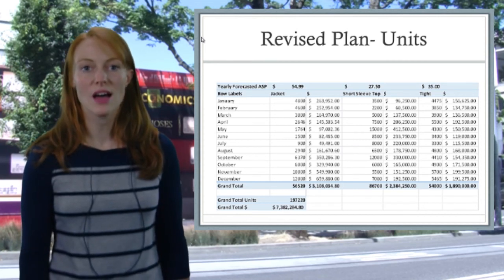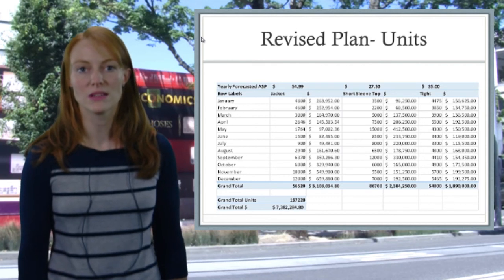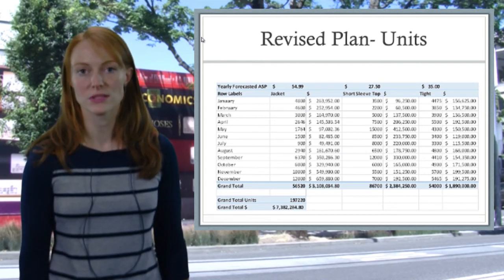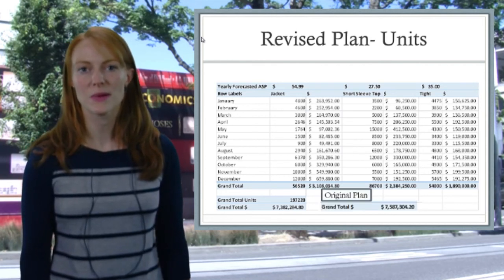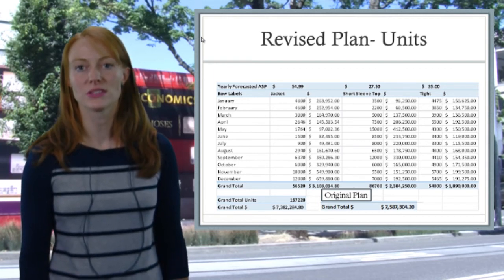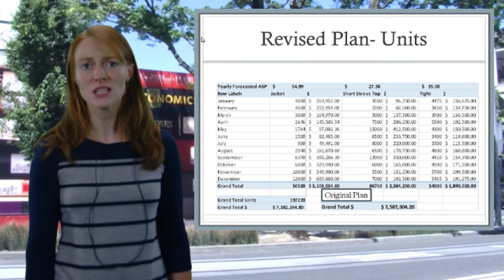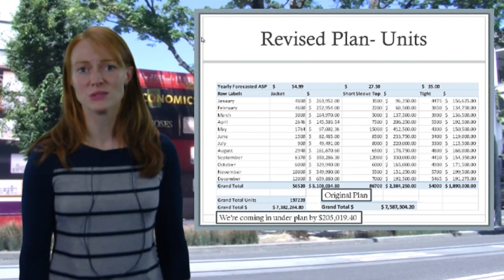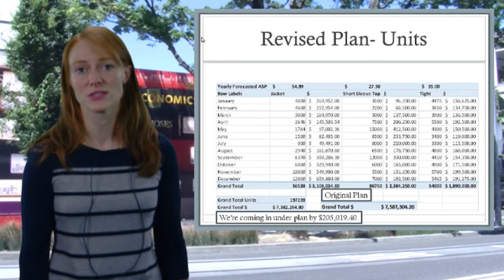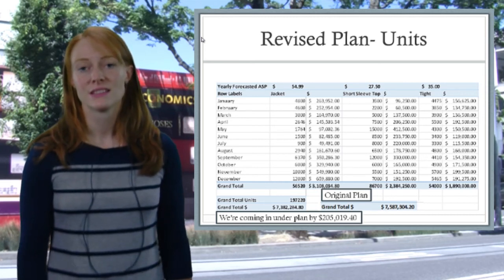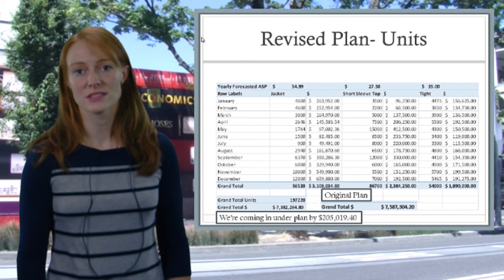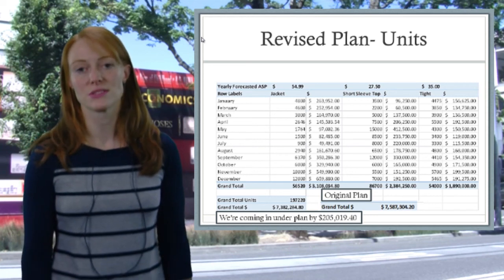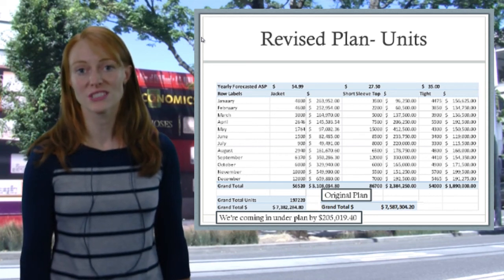So when I roll this up, I see that my new plan is coming in at about $7,382,000. Let's look back at what our original plan was. It was $7,587,000. So we actually have a little bit of a gap there. It's actually about $205,000. Really, is that okay to just drop $200,000 out of our plan financially?